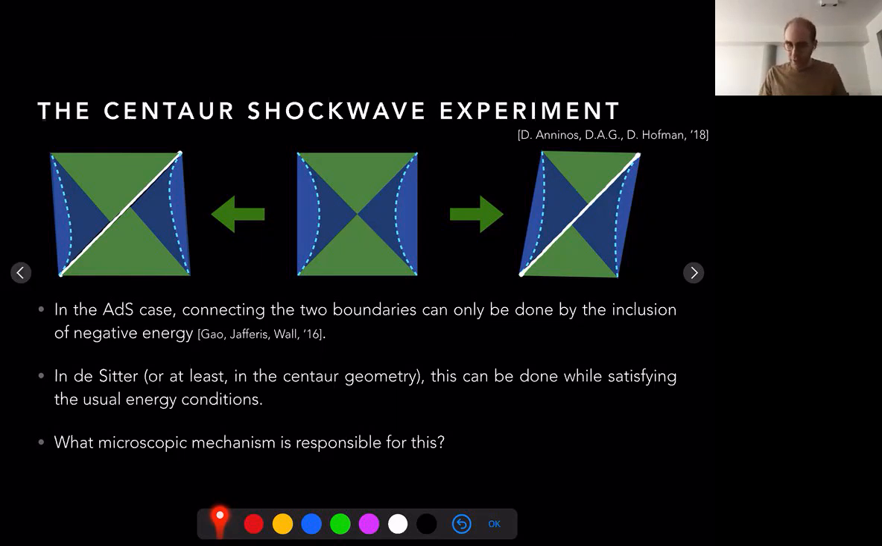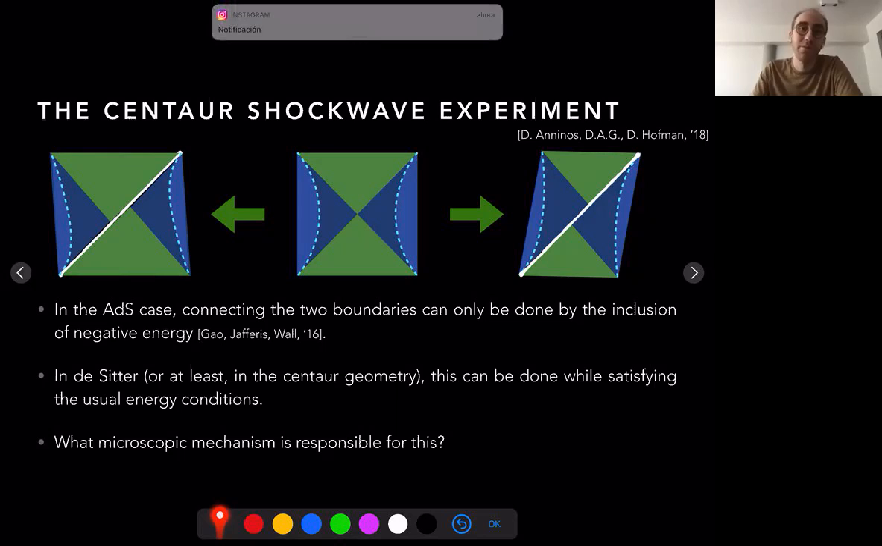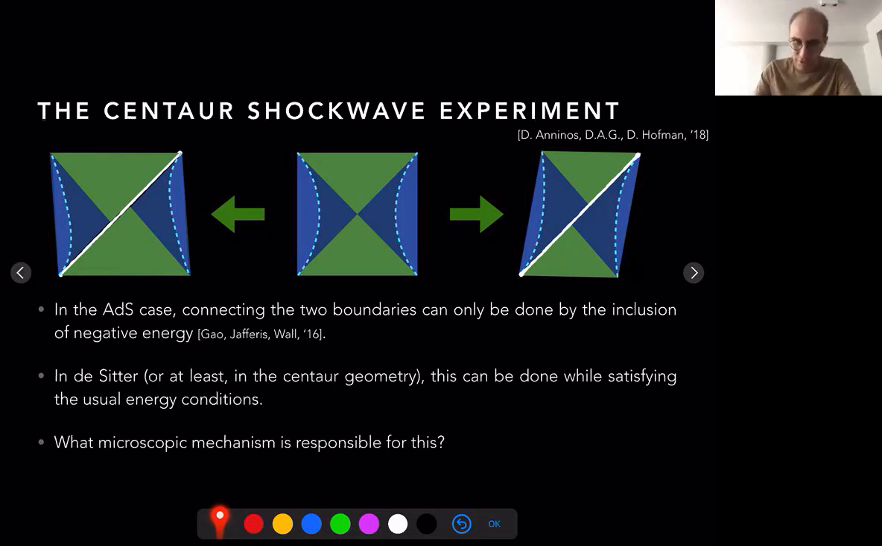So this is one of the puzzles we would like to solve. But now we can do these experiments, translate them into the boundary, and ask what type of boundary theories behave in this way.